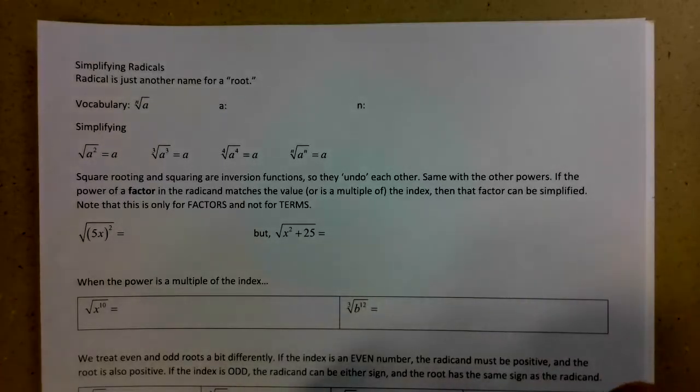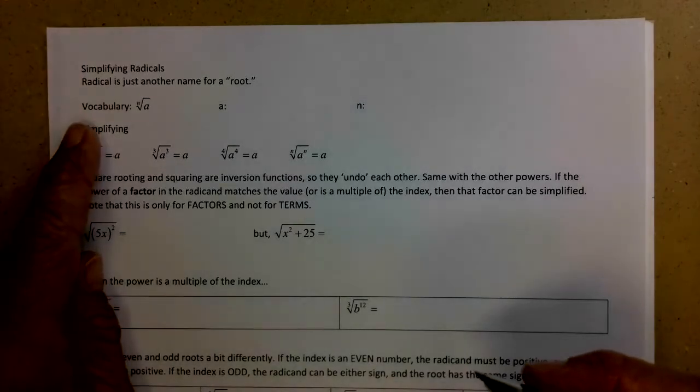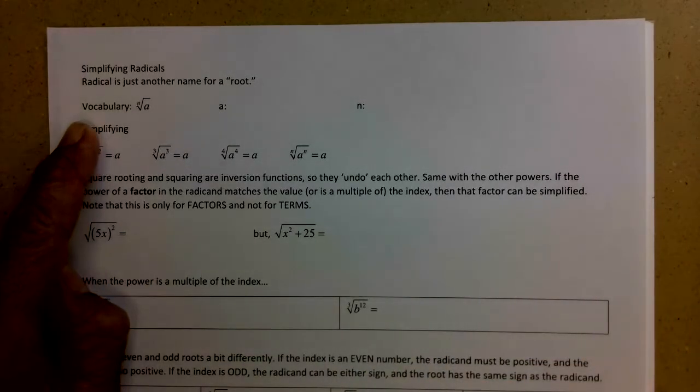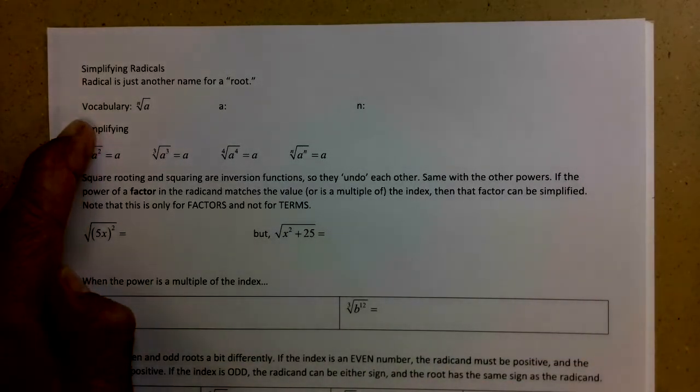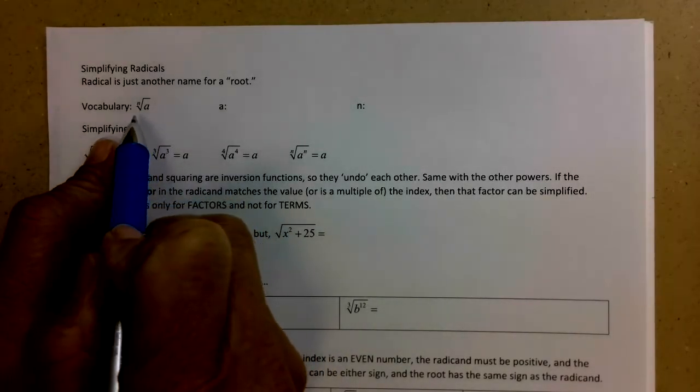So I want to talk today about simplifying radicals. A radical is just another name for a root, like a square root or a cube root. So this is what it's going to look like. Let's do some vocabulary first.